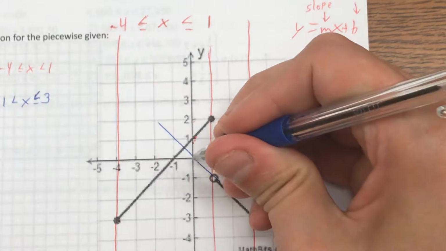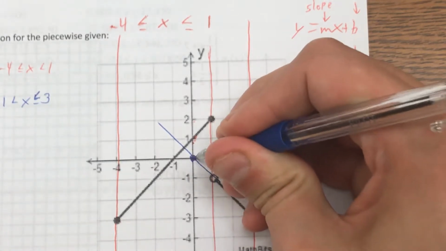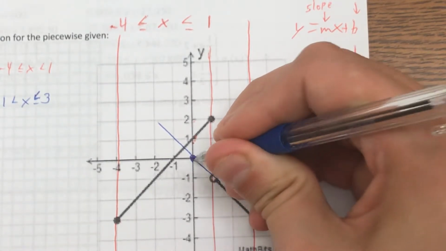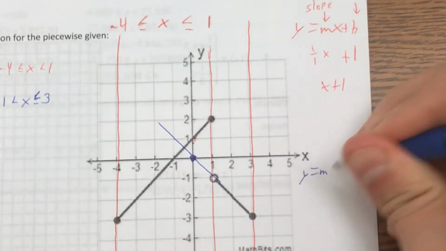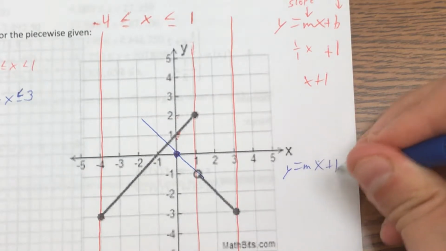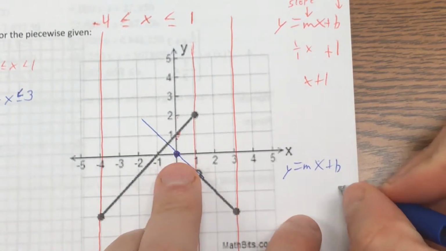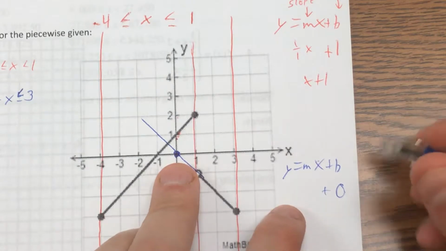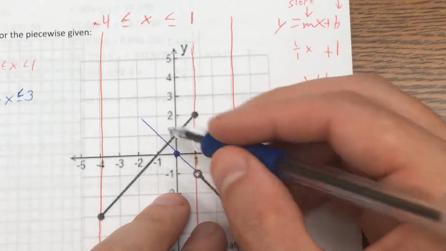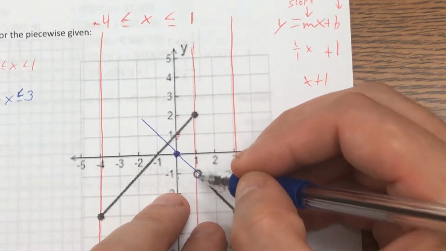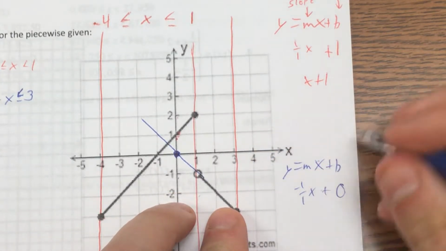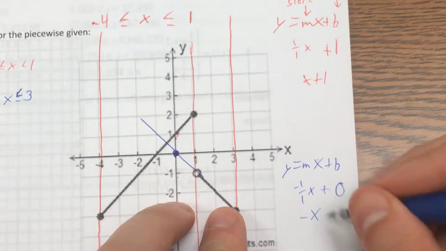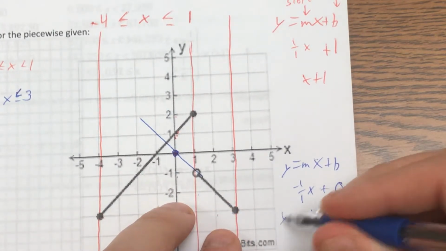So if you extended, this is where it's hitting the y-axis at 0, which means the y-intercept is 0. So when you do y equals mx plus b, b is 0. And the slope in this case is down 1 over 1, down 1 over 1, down 1 over 1. So -1 over 1. Or just -x plus 0 is nothing. So y equals -x.